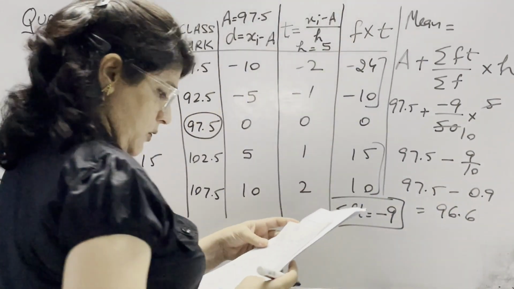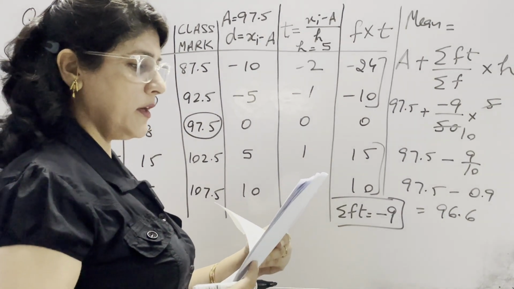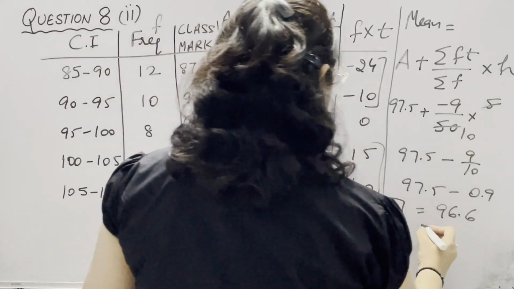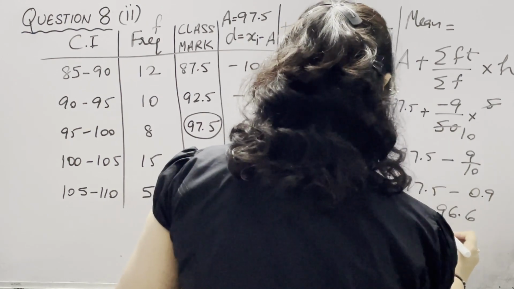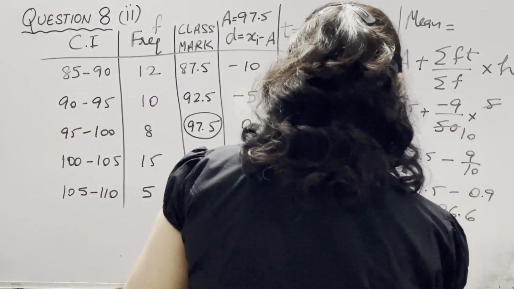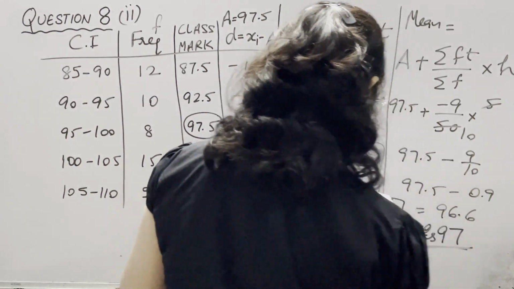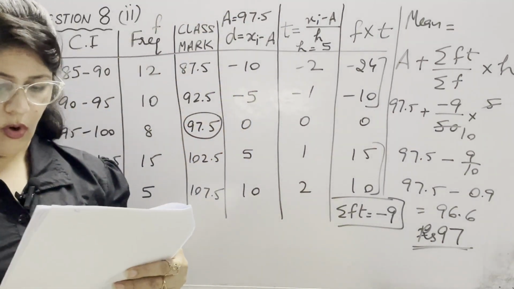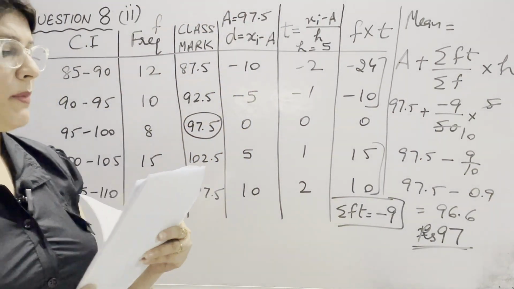But they told in the question nearest rupee. So the nearest rupee is approximately equal to 97 rupees. So rupees 97 is the mean of these petrol prices.